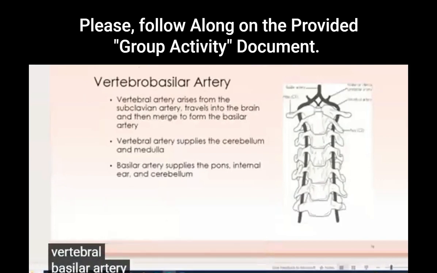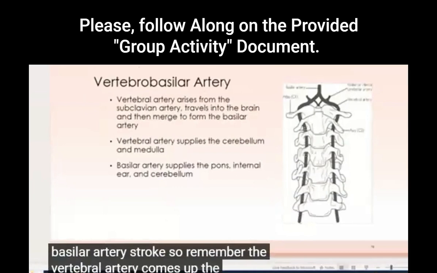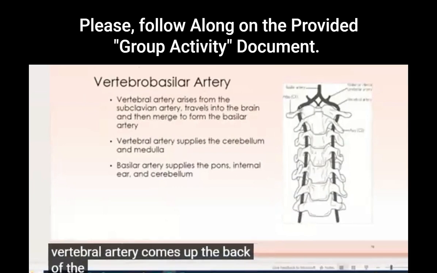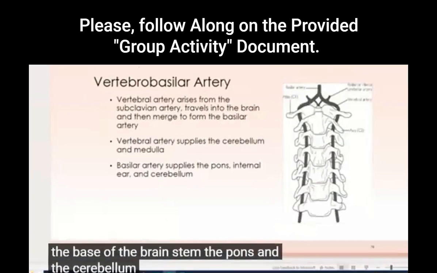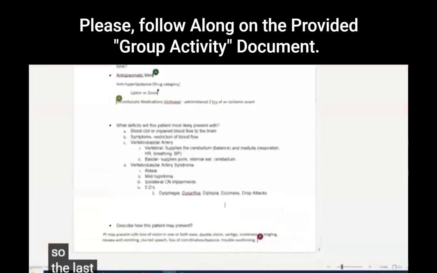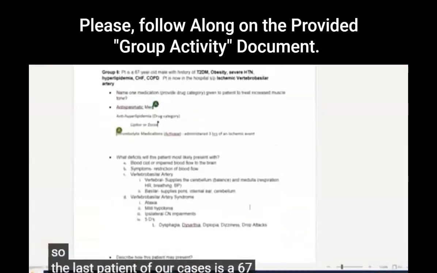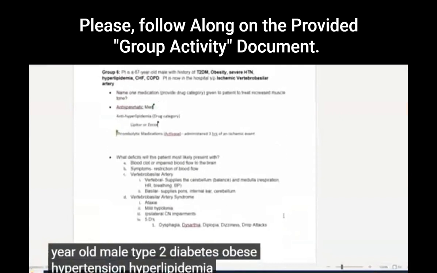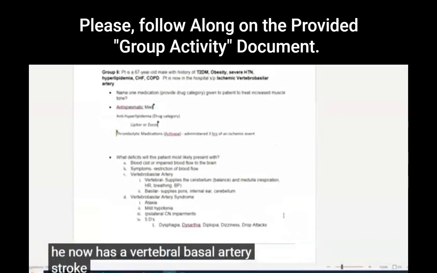All right. Let's move on to our last stroke that we're going to talk about, which is the vertebral basilar artery stroke. So remember, the vertebral artery comes up the back of the vertebrae, okay, to supply the base of the brainstem, the pons, and the cerebellum. The last patient of our cases is a 67-year-old male with type 2 diabetes, obesity, hypertension, hyperlipidemia, CHF, and COPD, and he now has a vertebral basilar artery stroke.